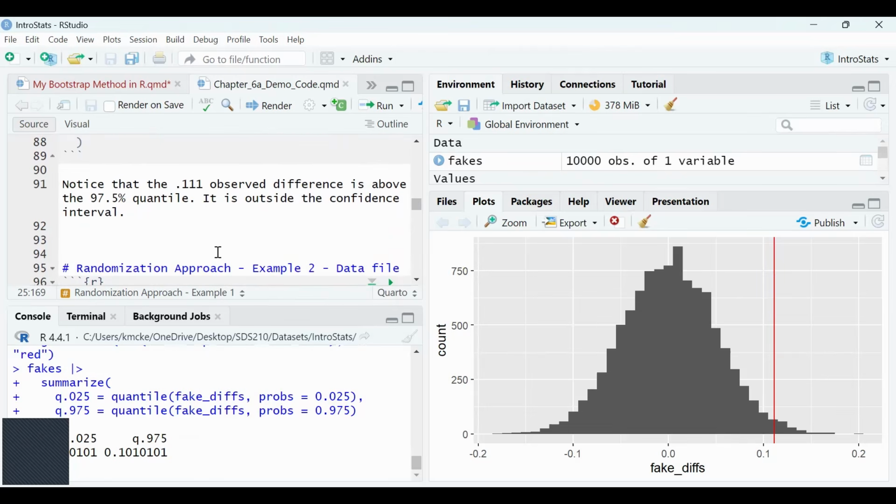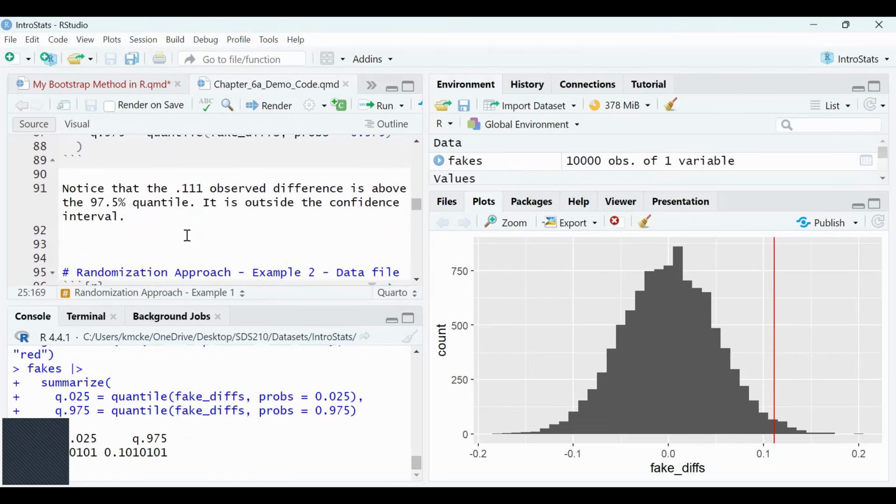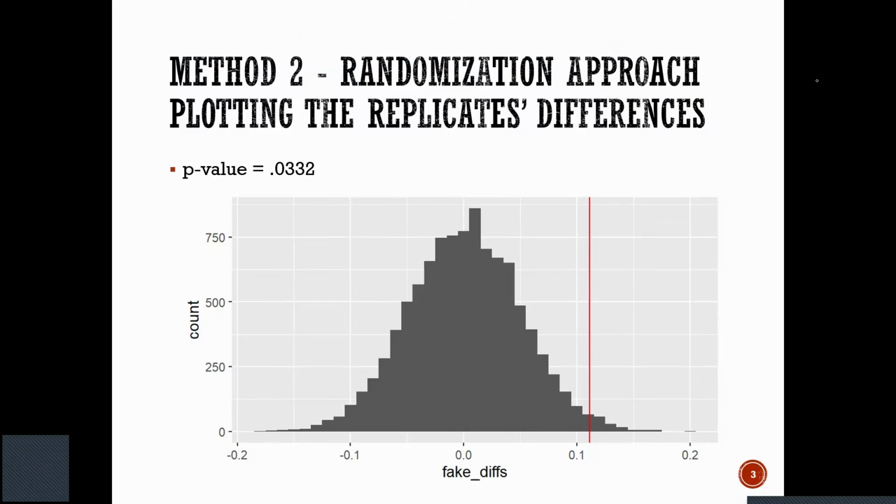Okay. There's also code in here for an example with the data file. So I'm going to leave that for you to work through and see how it compares to plugging in the numbers yourself. Okay, so we did the randomization and we are plotting the replicates difference. We saw this. We get a p-value of 0.0332. And here's our 0.111 out here in the tail. So that's just what we saw in R.